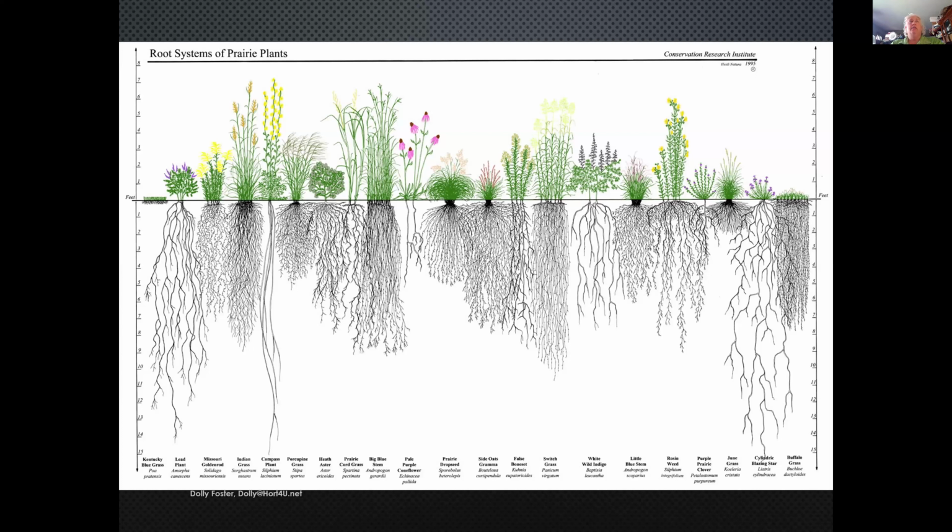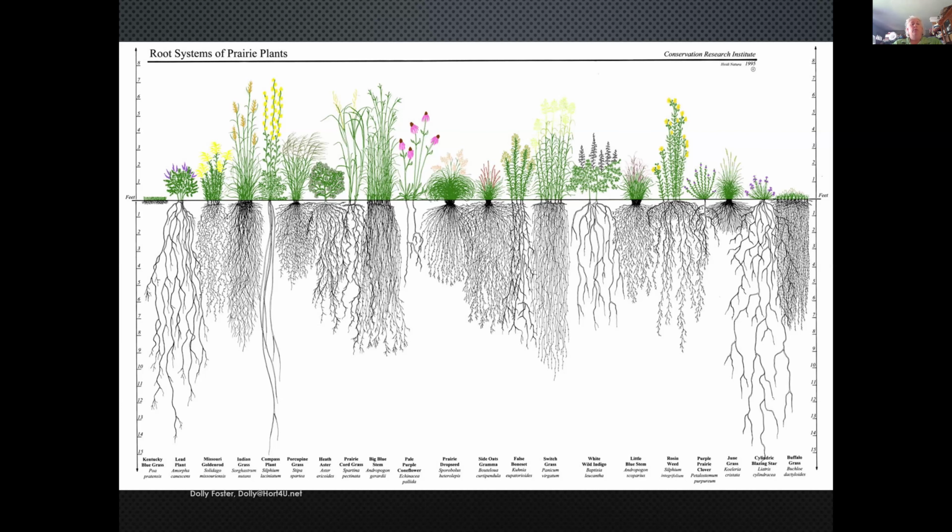And a lot of these plants, in fact, most of these plants I have in my garden: heath aster, compass plant, grass, goldenrod, big bluestem. I don't have pale purple coneflower, prairie dropseed, side oats grama, white wild indigo. I have a little bit of almost all of these. So what this does for your garden is that it improves the soil over time. I hope that's clear.